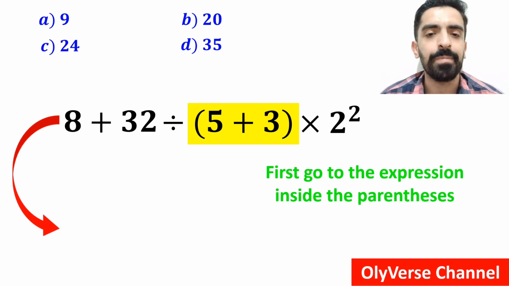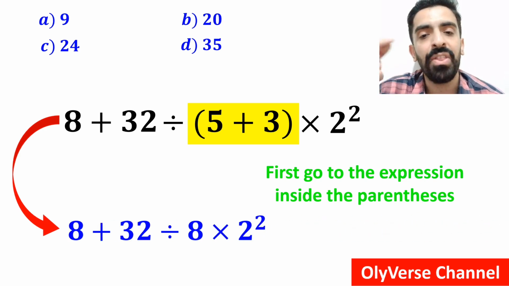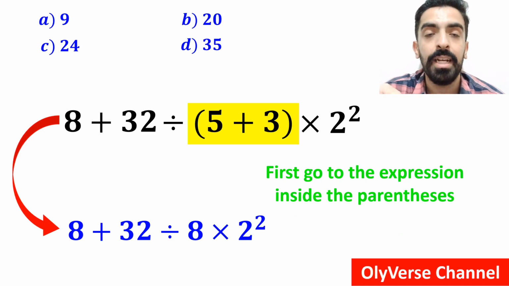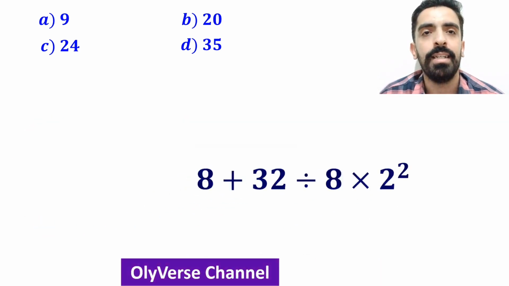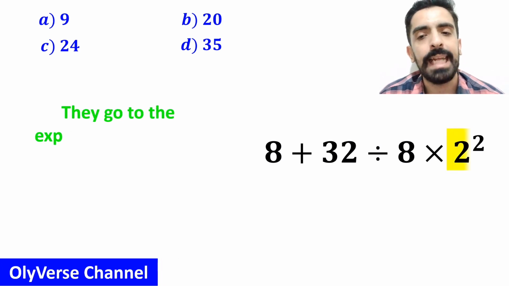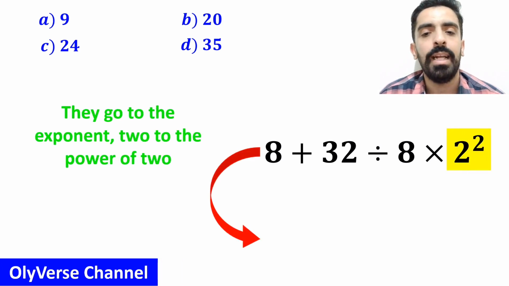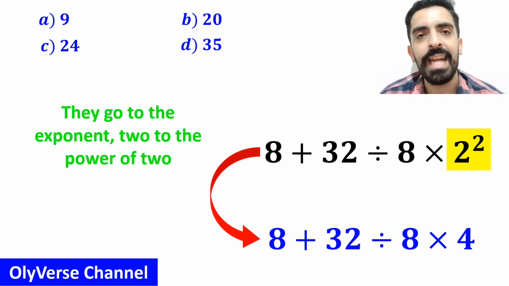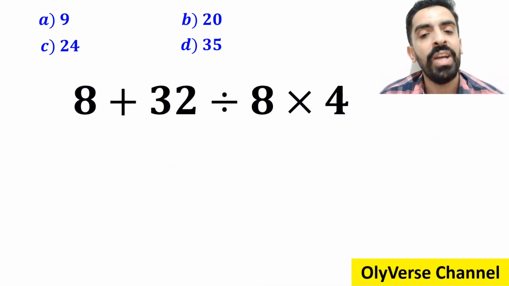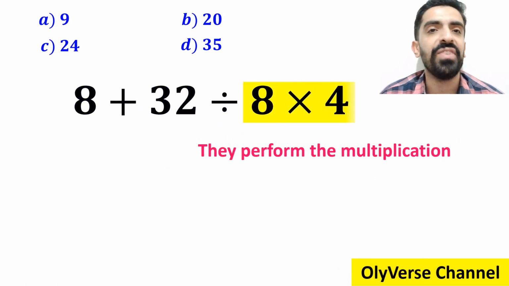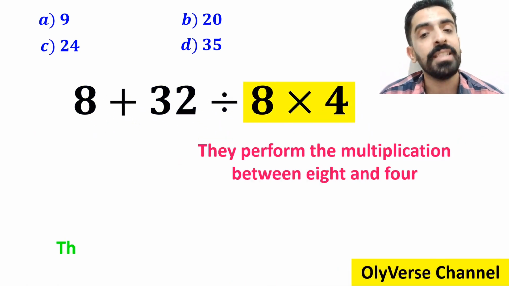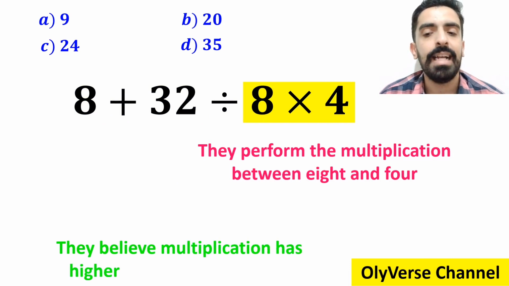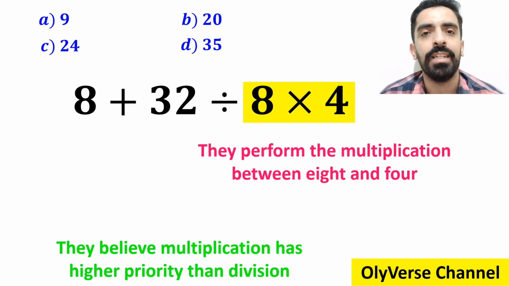Also, some other people when solving this question first go to the expression inside the parentheses and instead of this expression, they write 8 + 32 ÷ 8 × 2². And the next step, they go to the exponent 2² and simplify it to 8 + 32 ÷ 8 × 4. Then, they perform the multiplication between 8 and 4 because they believe multiplication has a higher priority than division.